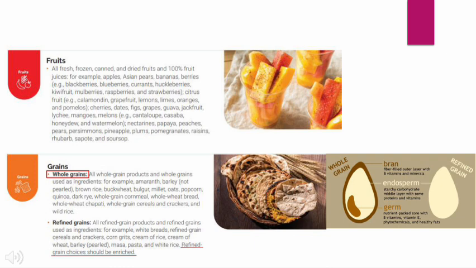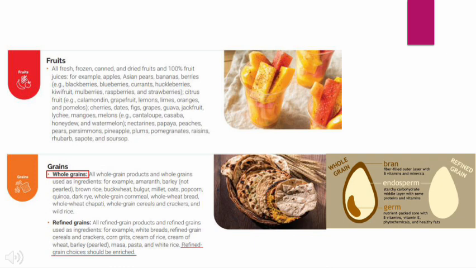Why? Because whole fruits contain fiber, which slows sugar absorption. Juices, on the other hand, can lead to rapid increases in blood sugar. So when advising patients, encourage whole fruits rather than juice. Now let us move to grains.